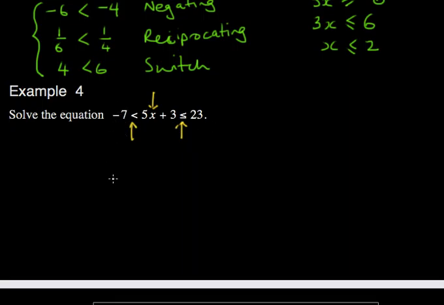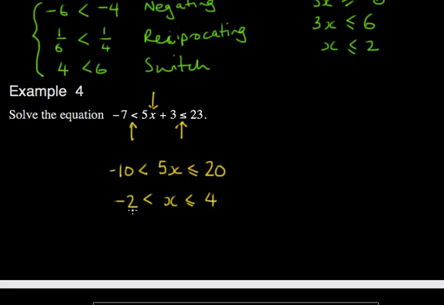So subtracting 3 from -7 will give you -10. Subtracting 3 from this middle bit is just going to leave us with 5x. And then subtracting 3 from 23 gives you 20. Now we have to divide everything by 5. And dividing this by 5 gives you -2. Dividing this by 5 gives you x. And dividing this by 5 gives you 4.